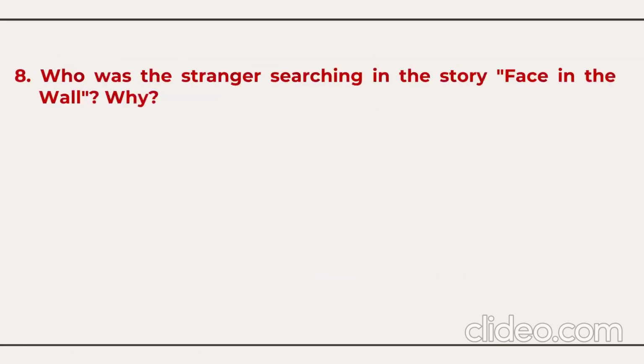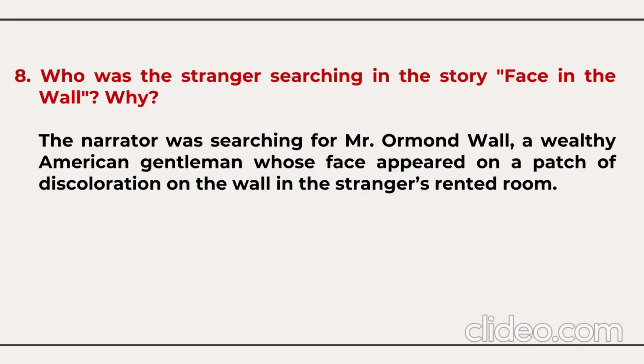The last question for 2 marks. What was the stranger searching for in the story The Face on the Wall, and why? Who was the stranger? The narrator was searching for Mr. Ormond Wall, a wealthy American gentleman whose face appeared on a patch of discoloration on the wall in the stranger's rented room. So these are the 2 marks questions where you need to opt only 5 questions.